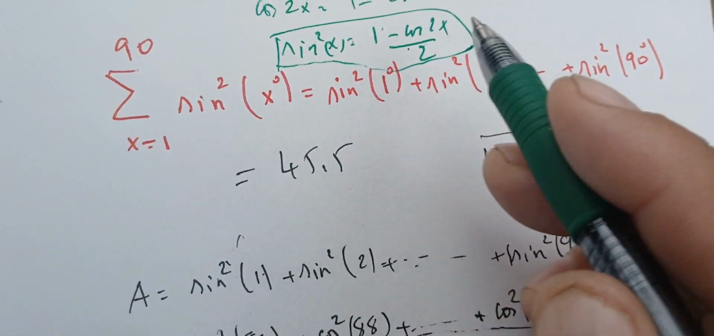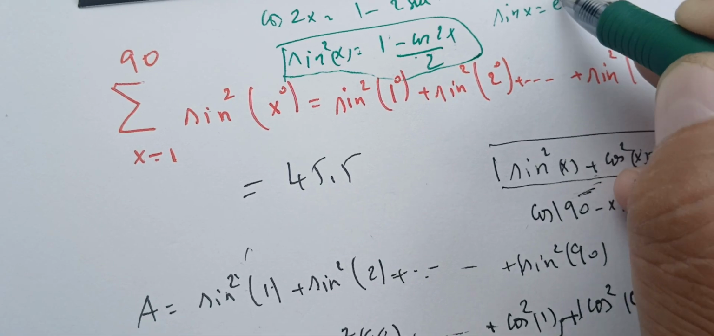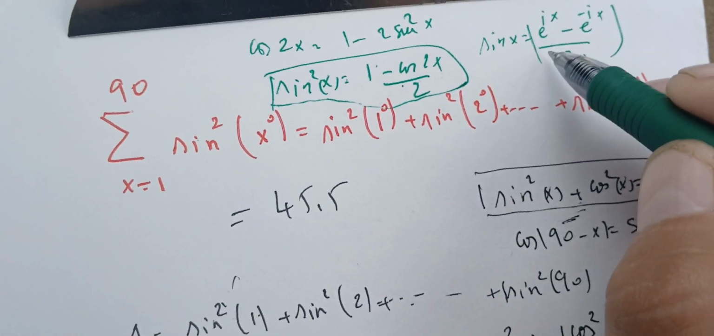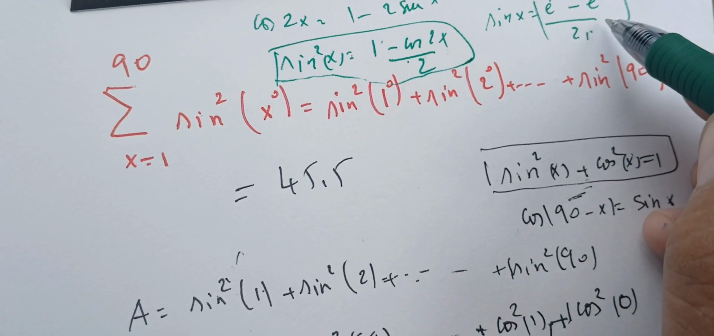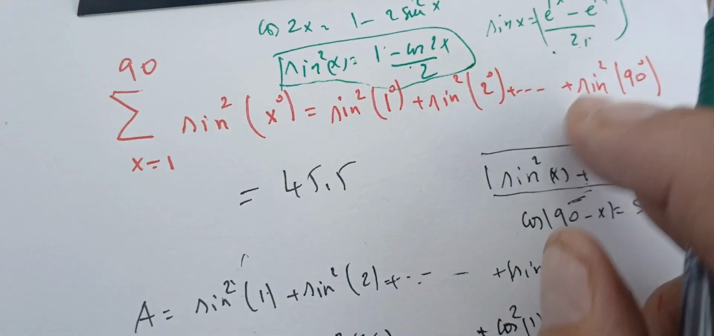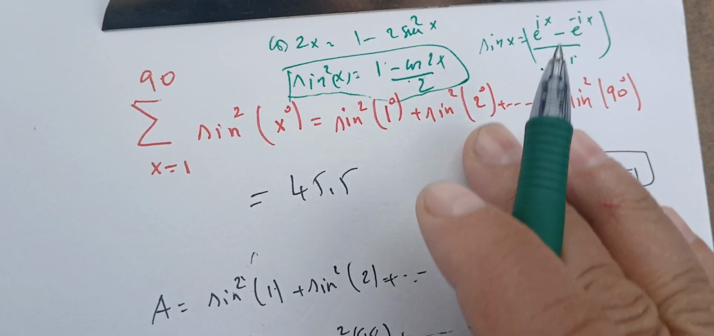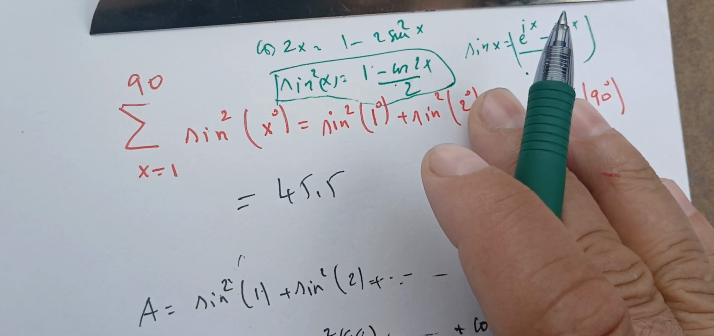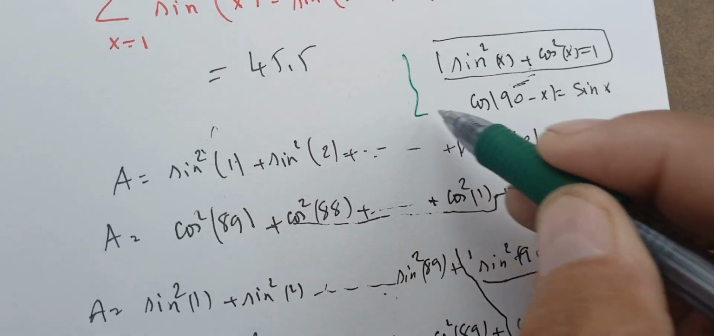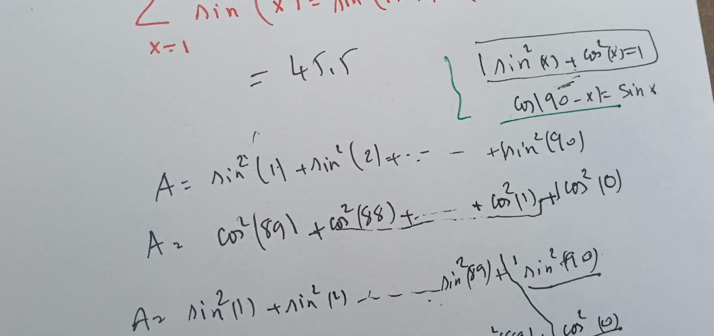If you don't like this one, you can use the fact that sine of x is e to the ix minus e to the minus ix over 2i. You will get the same result, but this is longer and we will get stuck in some complex computation. I think this is the easiest way. Using these two facts will definitely get you the result that you need. Thank you very much. Have a great day.